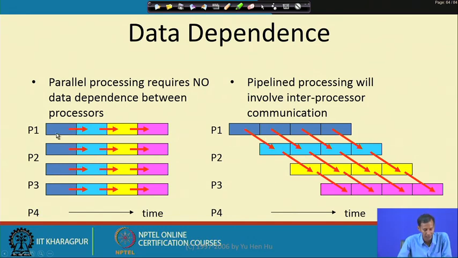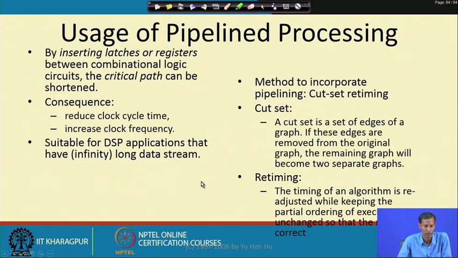So, here you see the data are basically traversing from this particular point. Okay. So, in this particular case they are interdependent, that means P2 is dependent on P1, P3 is dependent on P2, P4 is dependent on P3, but here P4, P3, P2, P1 are all individual cases, they are not dependent on each other. Okay. So, this is the fundamentals of pipelining and parallel processing.